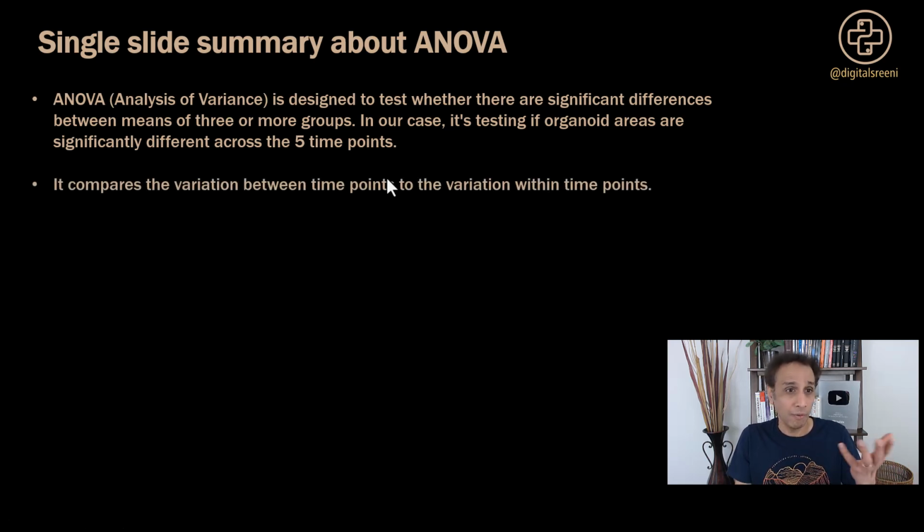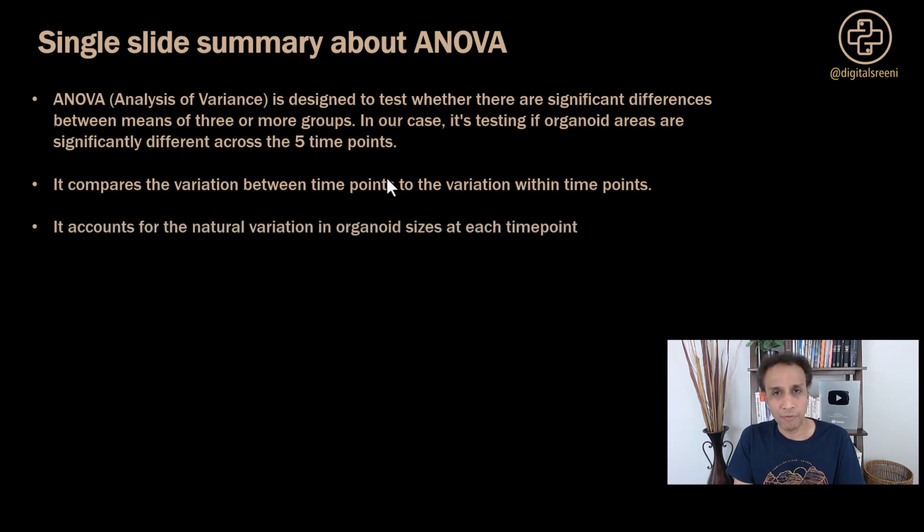Like I mentioned, from the name you can guess it's comparing variation between these time points to the variation within the time point. So within a given data distribution, how does the variation look? And how is the variation between the different clusters of data points? And then, is this variation significant or not? That's what it comes down to. It's a very simple, straightforward concept.